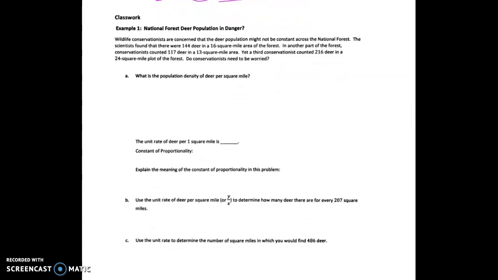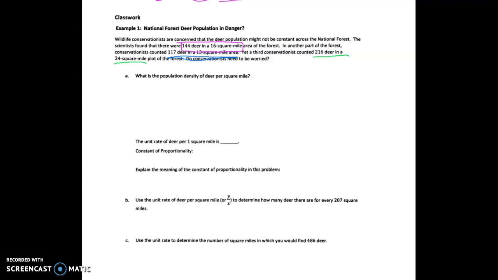So we have our national forest deer population. It says wildlife conservatives are concerned that the deer population might not be constant across the national forest. They found that there were 144 deer in a 16 square mile area. In another part of the forest, they had 117 deer in a 13 square mile area. And in another one, they counted 216 in a 24 square mile plot.